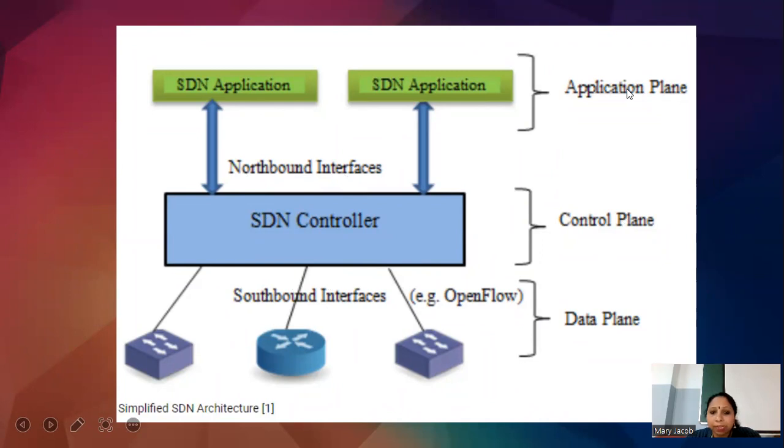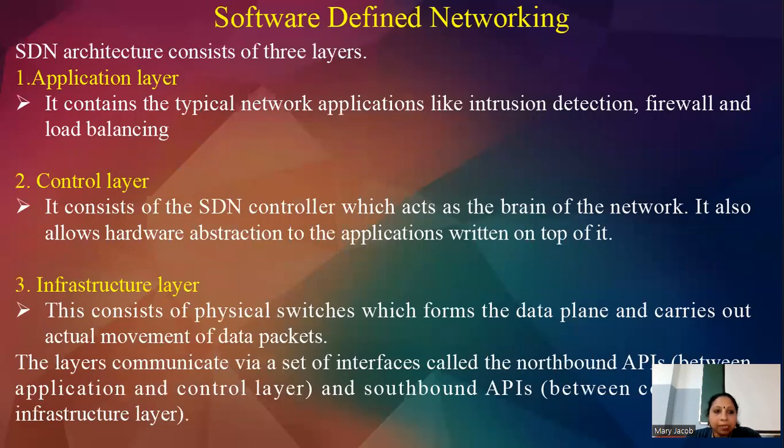The application plane is basically where the end users interact, whenever they need network applications, maybe for firewall or load balancing. Now, the SDN controller sits in the control layer, and that is the brain of the network. This is where the abstraction or virtualization for the applications to connect with the data plane takes place.